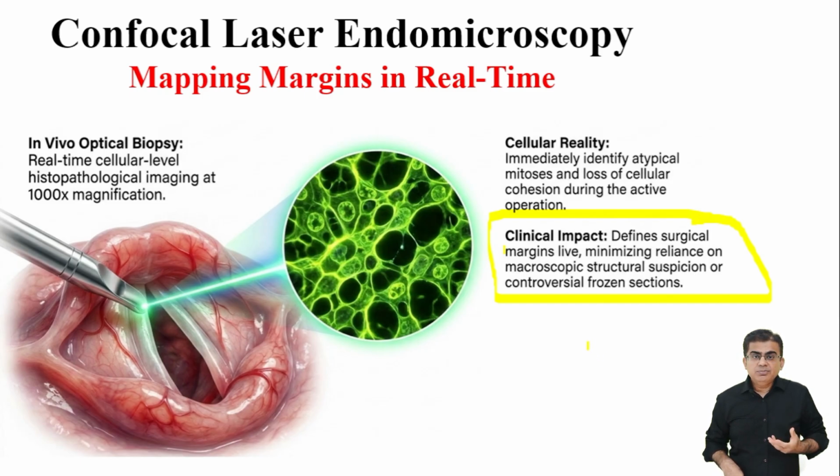We can also put the probe back on the tissue at the very end of the case to evaluate our peripheral mucosal margins. If this technology shows any abnormal signs, we immediately take a small targeted biopsy from the exact spot. This technology gives us immense clinical confidence that our surgical margins are truly clear.